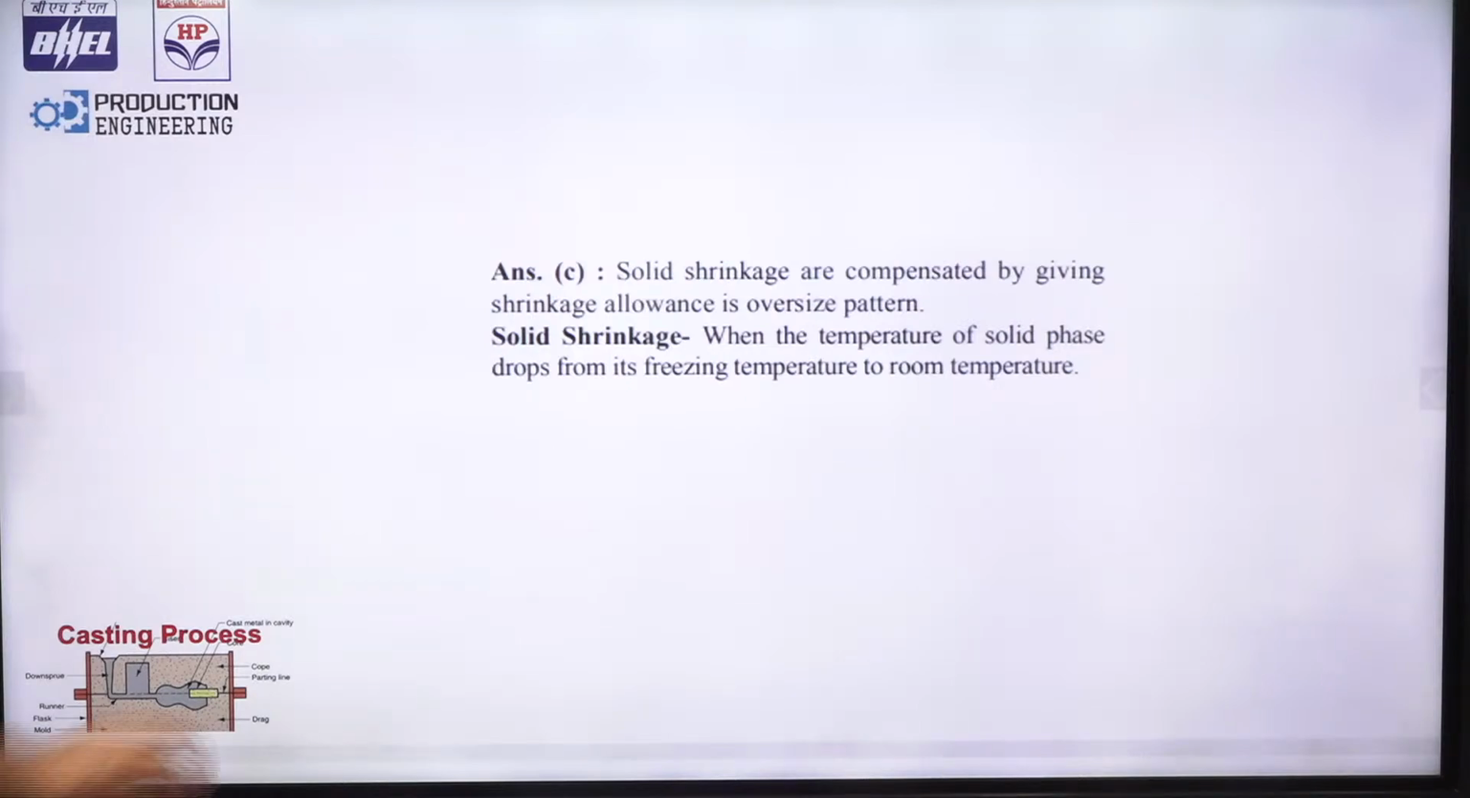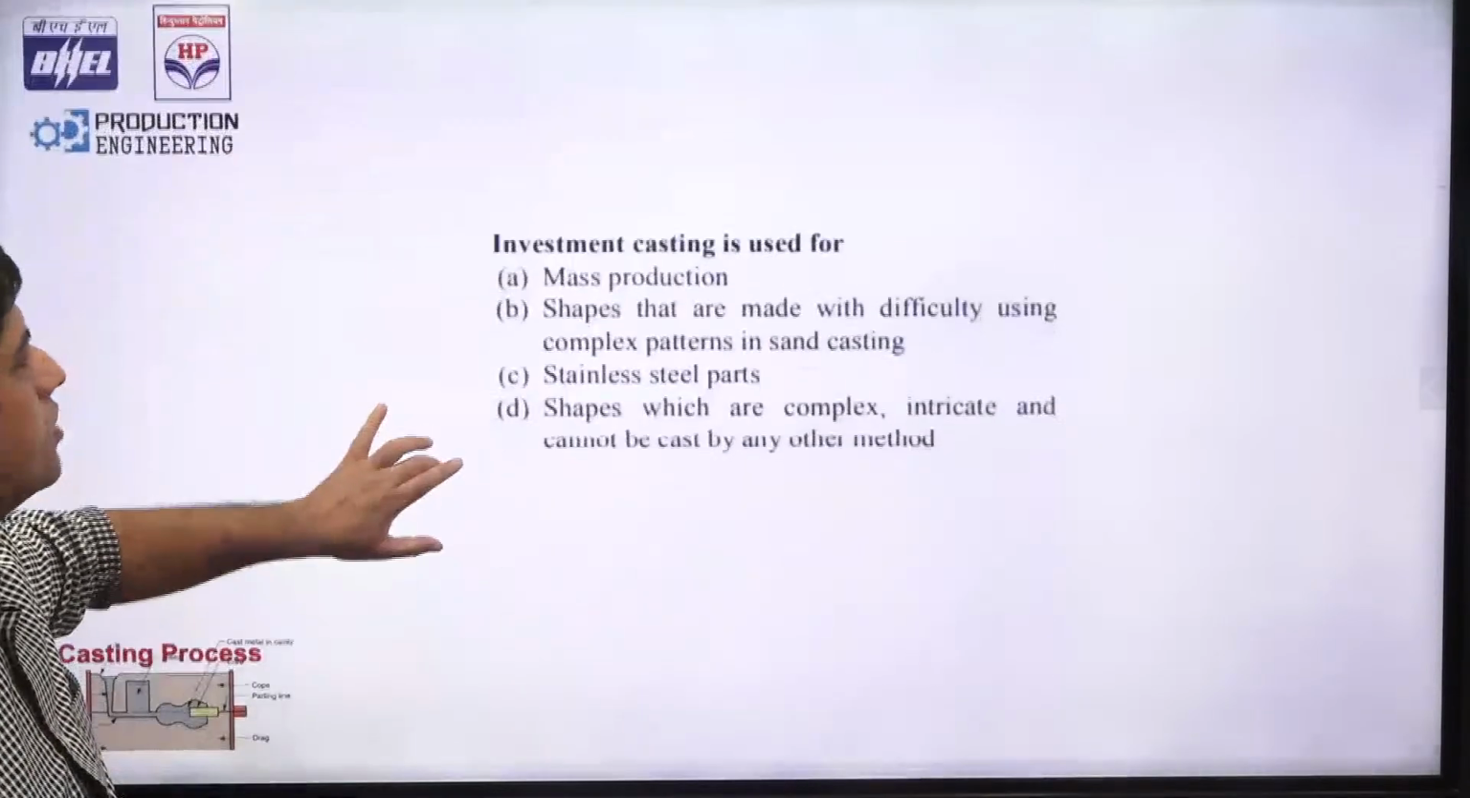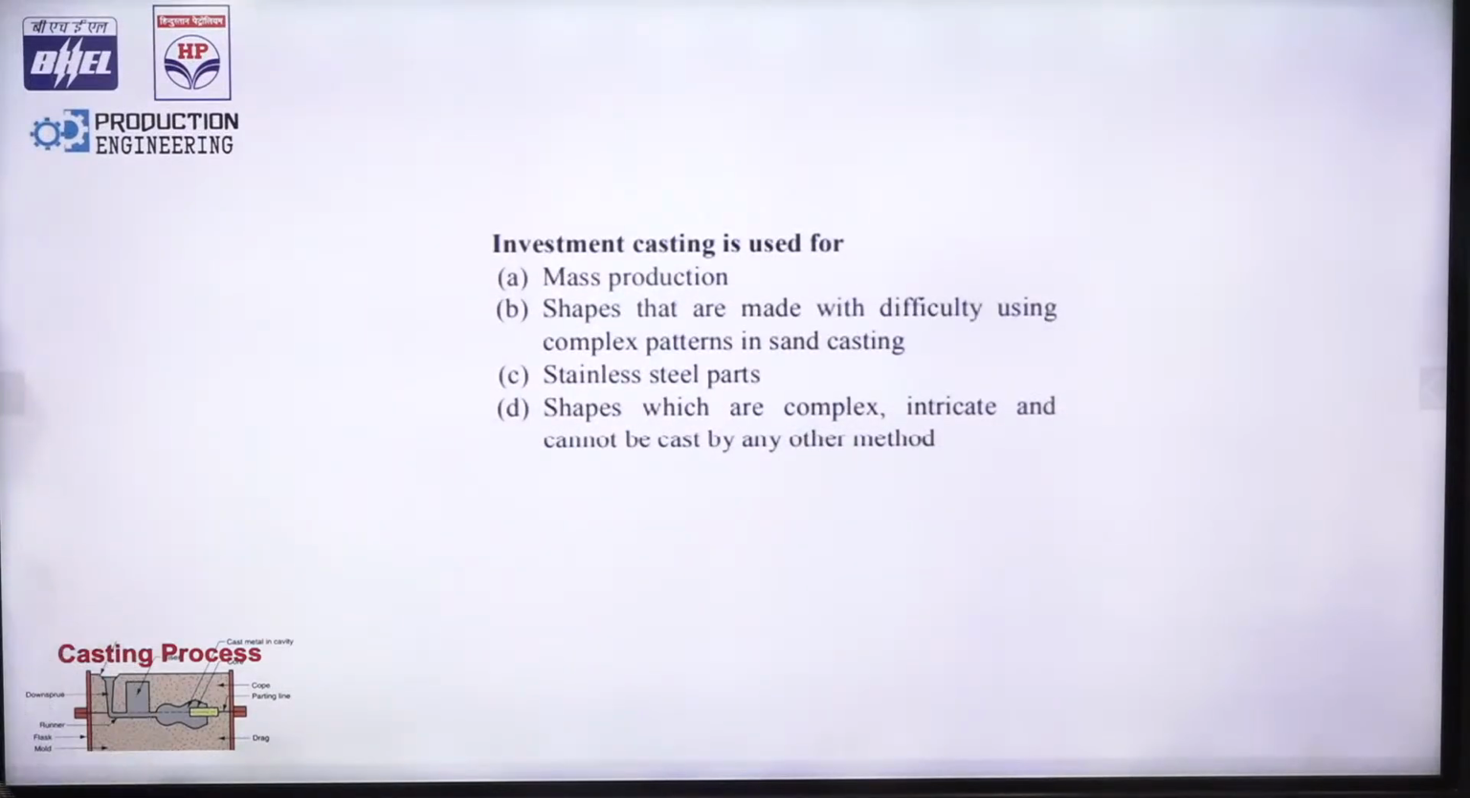Right? So let's go for the next question. Why do you use investment casting? Answer the question. Why do you use investment casting?